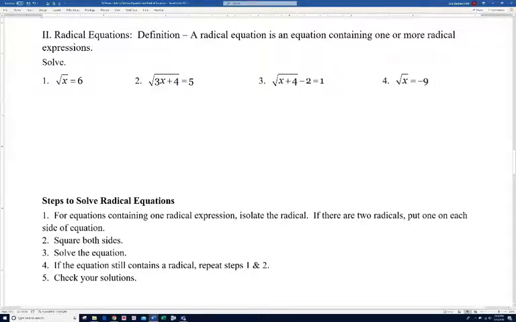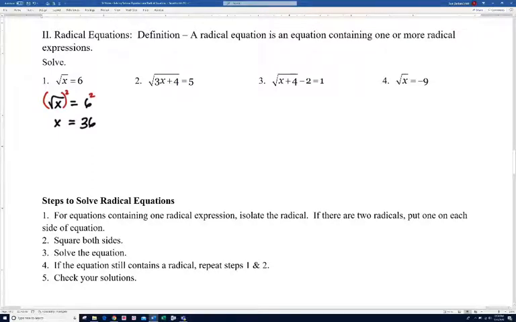So on the first one, we have the square root of x is equal to 6. I'm trying to get x by itself, and I've got the square root there that I need to get rid of. The opposite of taking a square root is squaring, and so that's how we're going to get rid of that radical. We'll square both sides. So when we square a square root, we know those are opposites, so we get x. And of course, 6 squared is 36.